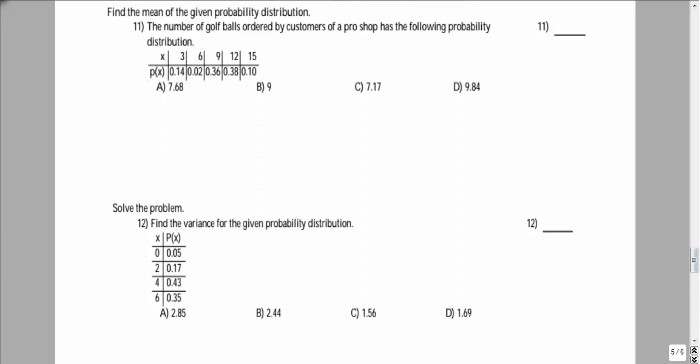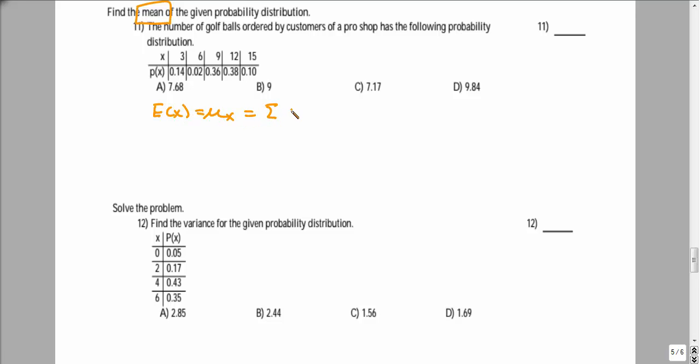Okay, number 11. It says we have the number of golf balls ordered by customers of a pro shop, and it has a probability distribution. So what this is saying is the probability that a customer will order 3 golf balls is about 14%. The probability that they'll order 6 golf balls is about 2%, 0.02. And what they would like us to do is to find the mean of the distribution. So we're finding the expected value or the mean.